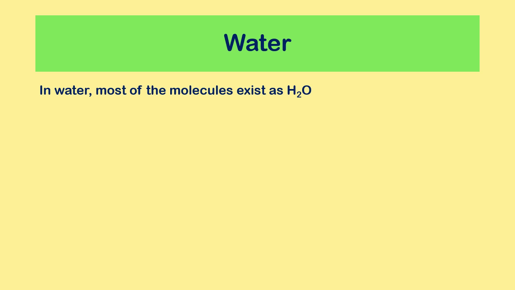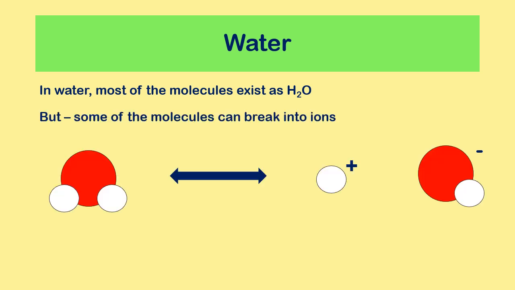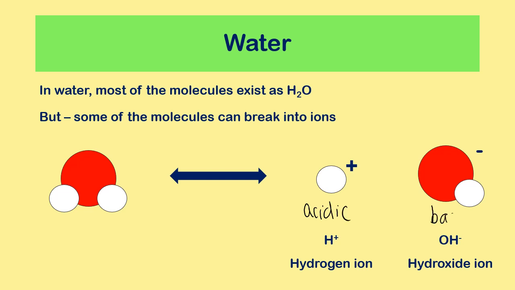Water can split into ions. When water splits into ions, we get the hydrogen ion, H+, and we get the hydroxide ion, OH-. It is the hydrogen ion that makes things acidic, and it is the hydroxide ion that makes things basic or alkaline. You need to know the formula and the names of each of these ions and what they are responsible for.